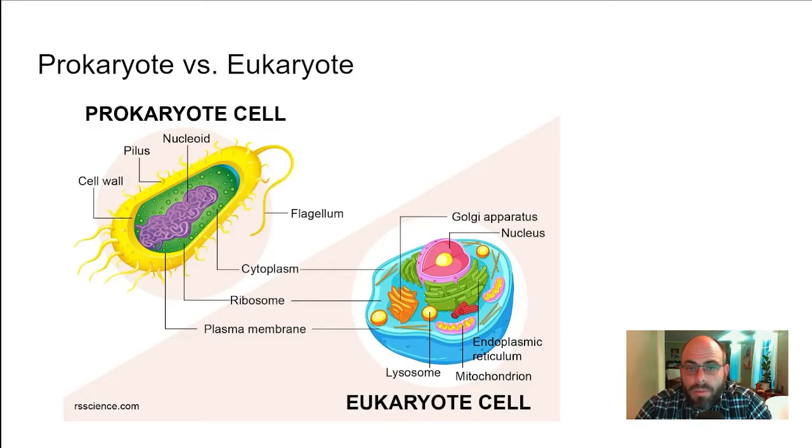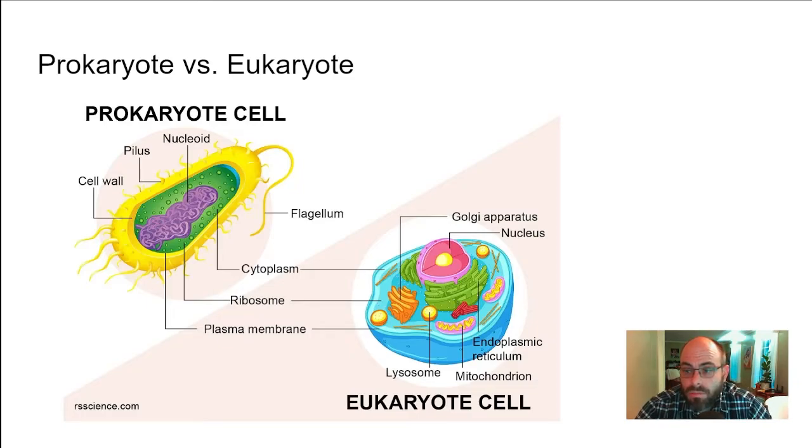And so no membrane-bound organelles, no nucleus, and the third characteristic is that they have a single circular chromosome. When we get to the other units with DNA, we'll talk about some other DNA that prokaryote cells have, but for today we're keeping it simple. Eukaryotic cells are the opposite.